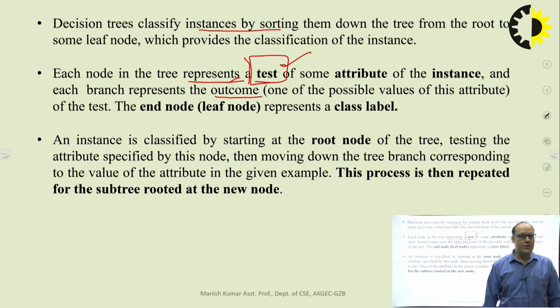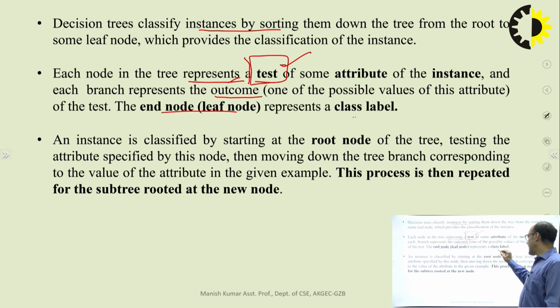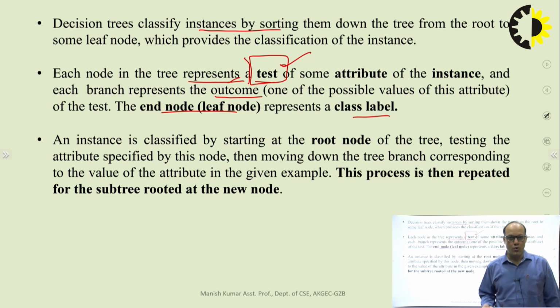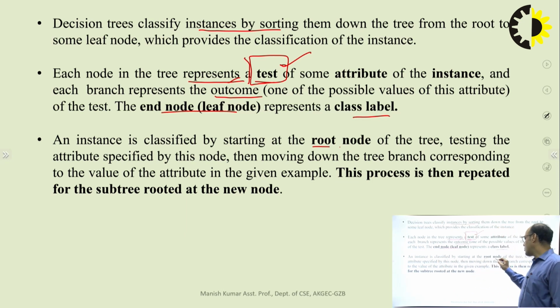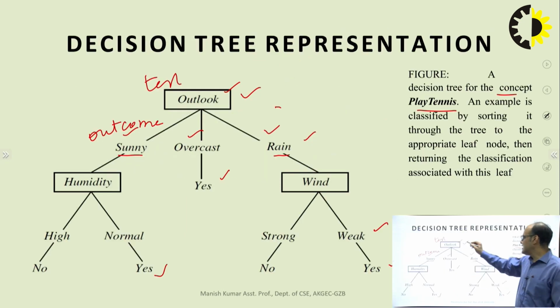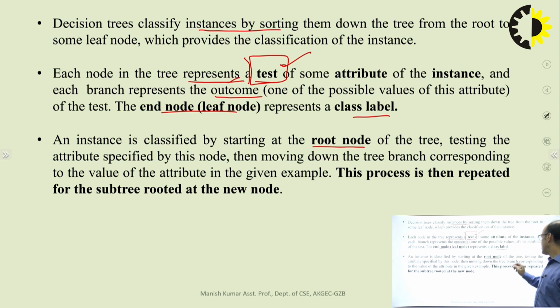Okay, and we know that the end node, that external node, we call a leaf node. It will represent the class label, meaning yes or no, whether we can play tennis or not. An instance is classified by starting at the root node. As we have seen, this is the root node, and the instance starts at the root node of the tree.